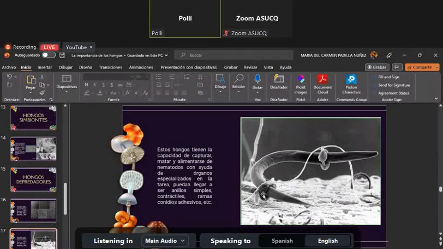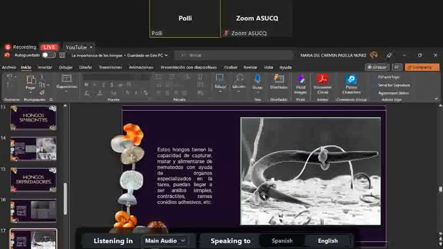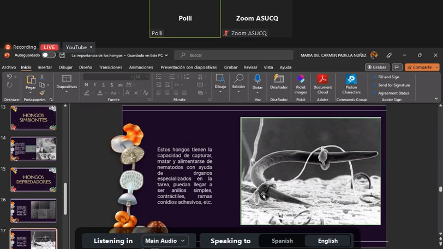Now, what does the fungus do? They produce these rings, or sometimes they just have sticky hyphae with which they attract their prey by using different molecules that make them attractive to the nematodes. When the nematode is caught, it cannot get out because the hyphae are specialized for this purpose, and then the fungus starts to secrete enzymes with which it digests its prey.